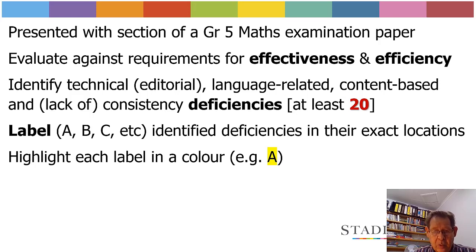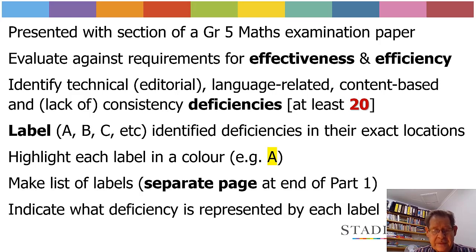You need to label all these deficiencies individually, and you need to put the label in the exact location where you've spotted the deficiency or where you think the deficiency exists. You need to highlight each of these labels, and it's also advisable to highlight it by making use of a color, for example yellow across the letter A in this case.